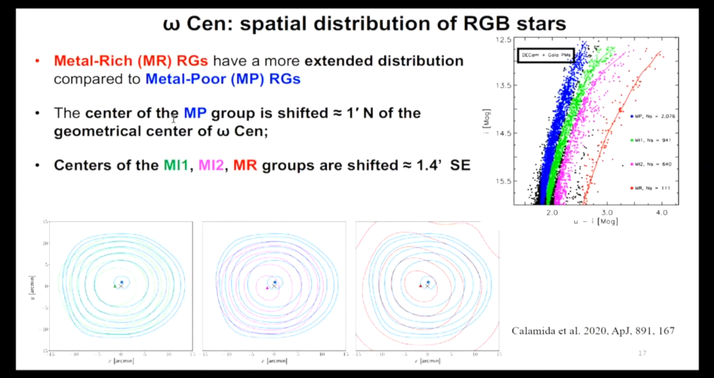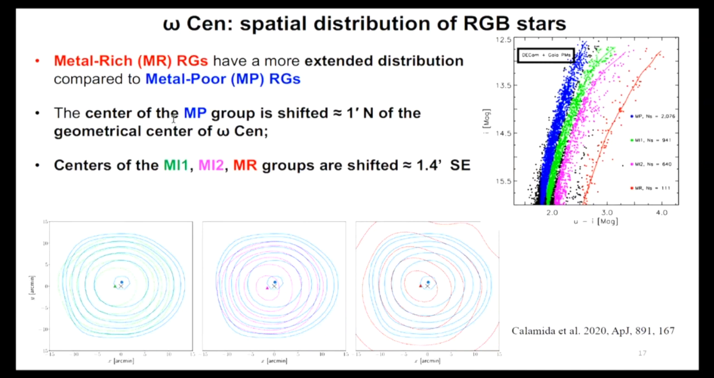And in the case of Omega Cen, we just use the color distribution of the red giant branch to separate the most metal-poor stars, metal-intermediate. We identified 2 groups and metal-rich stars. And then we studied the density distribution of these groups. As you see from the density plot, even in this case, the most metal-rich stars are more centrally concentrated, but then they show a more extended spatial distribution. And in this case, the centers of the metal-rich and the metal-intermediate populations are shifted by more than 1 arcminute.